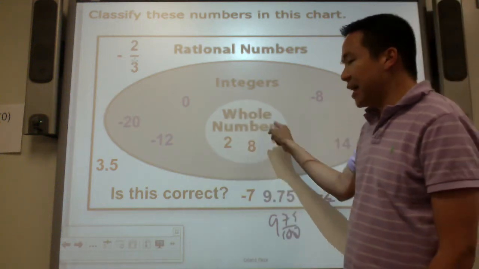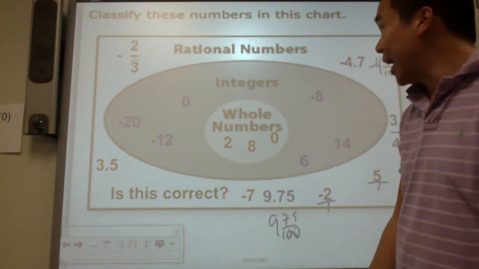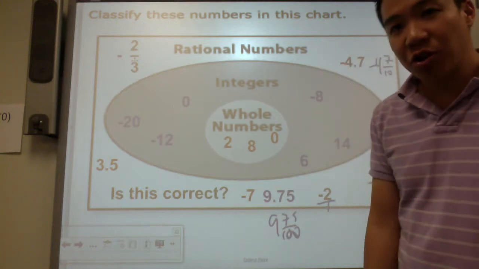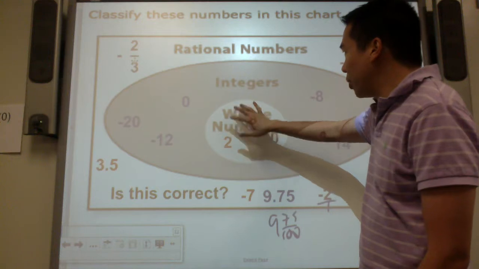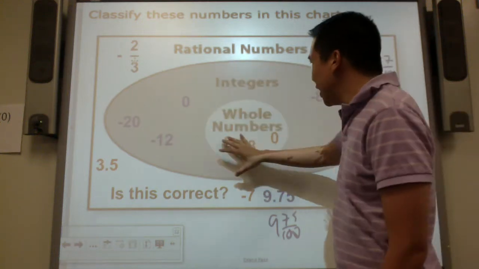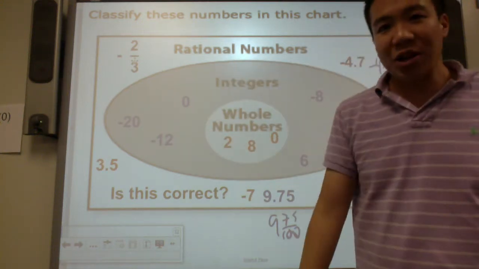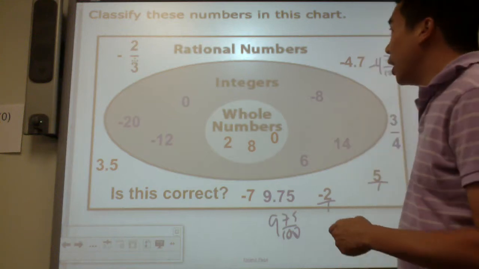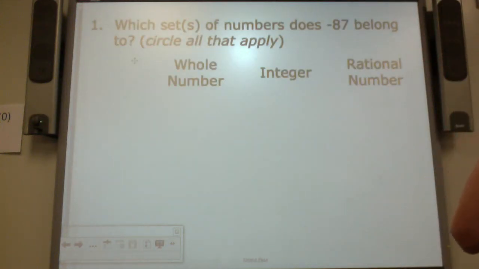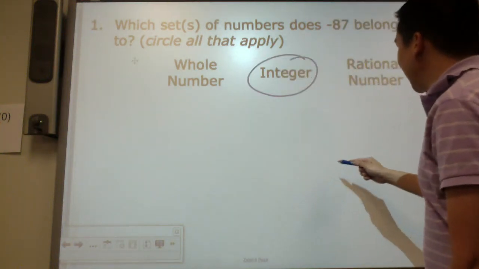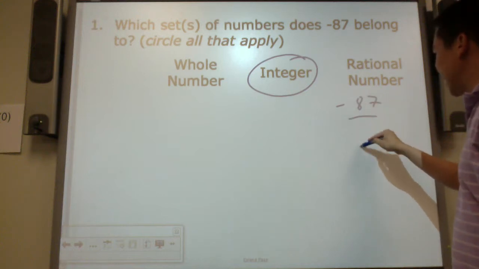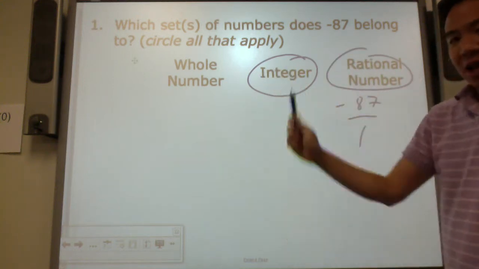Can anything inside a whole number be written as a rational number? Yes, they all can be written as a fraction. So everything in whole numbers are integers, and everything in integers are rational numbers. So which set of numbers does negative 87 belong to? Negative 87 is a negative whole number, so it's an integer. Can it be written as a fraction? Yes, it can. So it's a rational number, not a whole number.